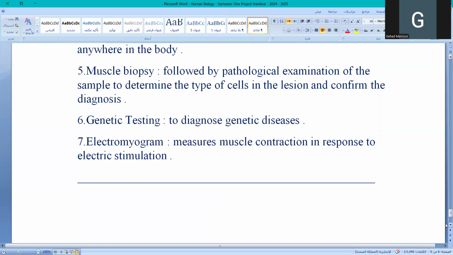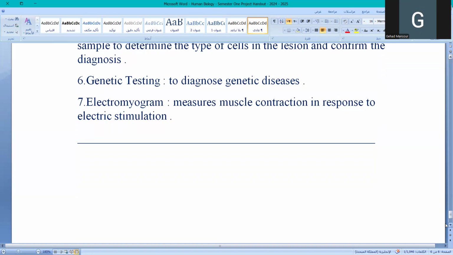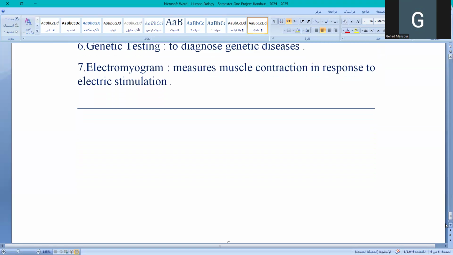If you're suspicious of an autoimmune disease or a disease that involves the tissues of the muscle itself, or a malignancy in the muscle, you can ask for muscle biopsy, where you take a sample from the muscle and examine it under the microscope. You might ask for genetic testing in order to confirm, for example, a genetic disease.